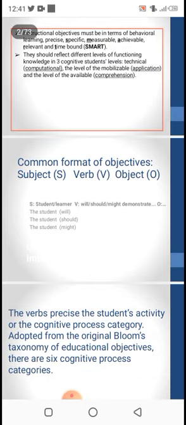Common format of objectives. This is how we have to form objectives. Objectives must have a subject, a verb, and an object. Here, for the subject, we have student or learner. For the verb, we can use will, should, might, demonstrate. And for the object, we have the student will, student should, or student might.